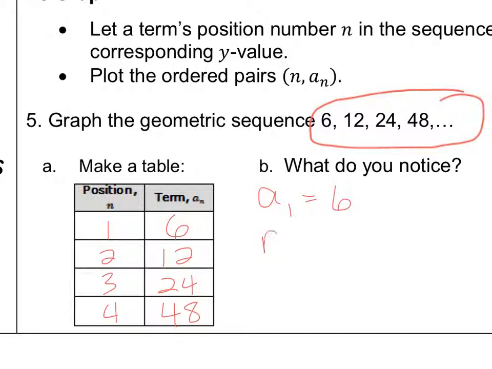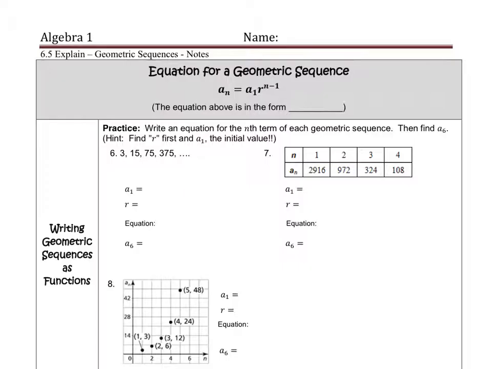And then let's figure out what our ratio is. 6 to 12 is times 2. 12 to 24 is times 2. 24 to 48. So my ratio is times 2. So we're not going to graph this one, but let's turn the page and go ahead and look at the geometric sequence formula.